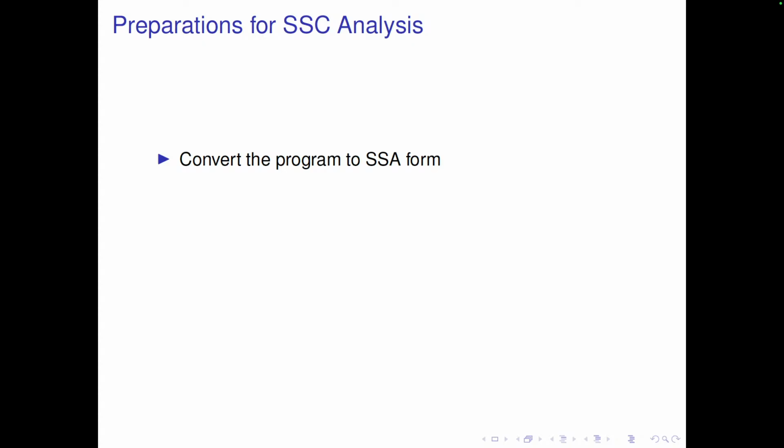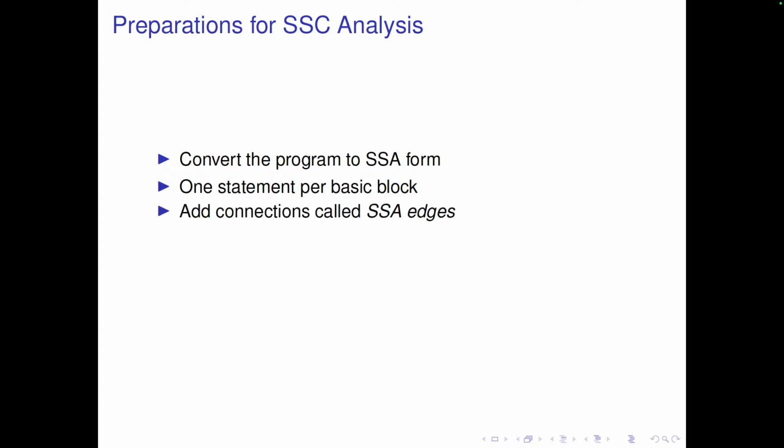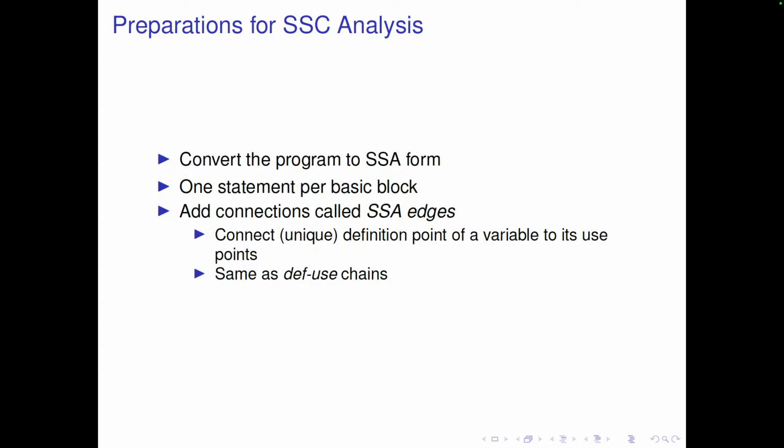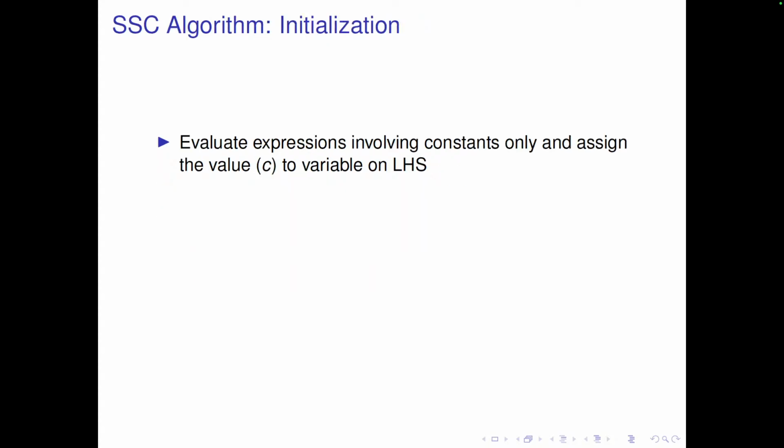So how do we do SSC, sparse simple constant propagation? As I said, the first step is to have the program in SSA form. In this, every basic block consists of only one statement. We add these connections called SSA edges. Again, it is very easy while you are constructing SSA itself, because you were doing renaming and so on, so you know where the definition is and where the use is. While constructing SSA, these edges can be added, so there is not much overhead there. These edges are also called def-use chains in classical analysis. I am just mentioning it here because in some places they will call it def-use.